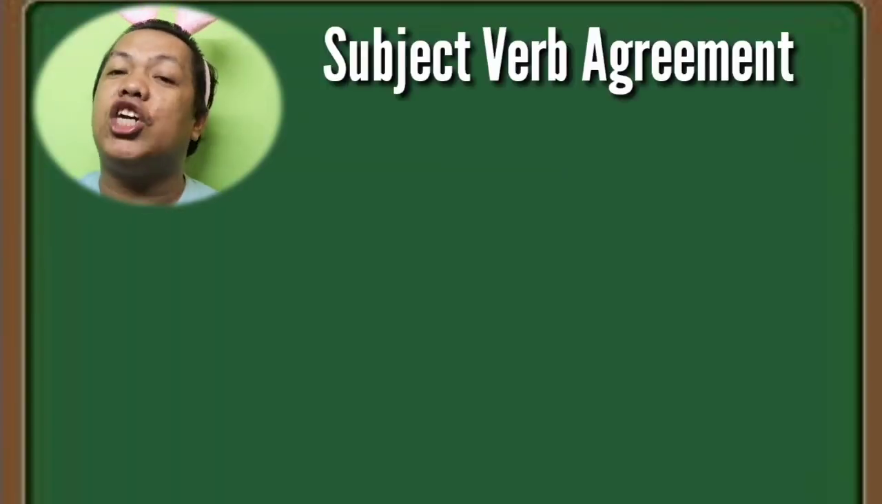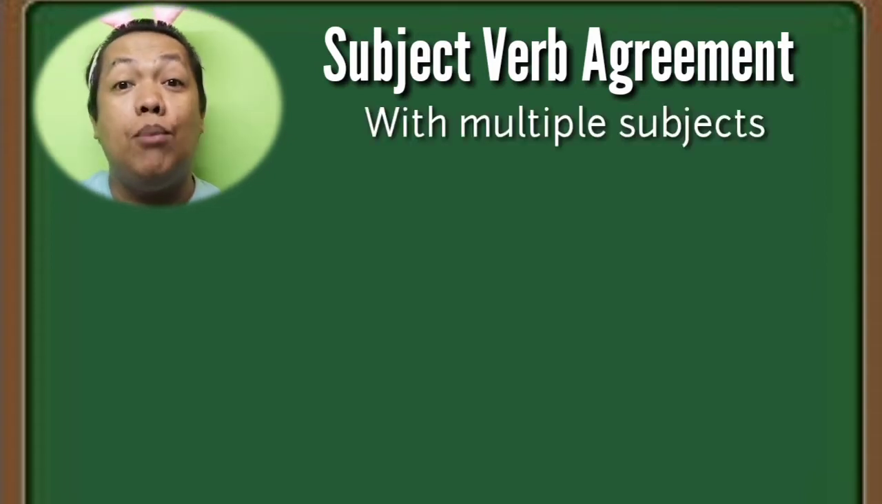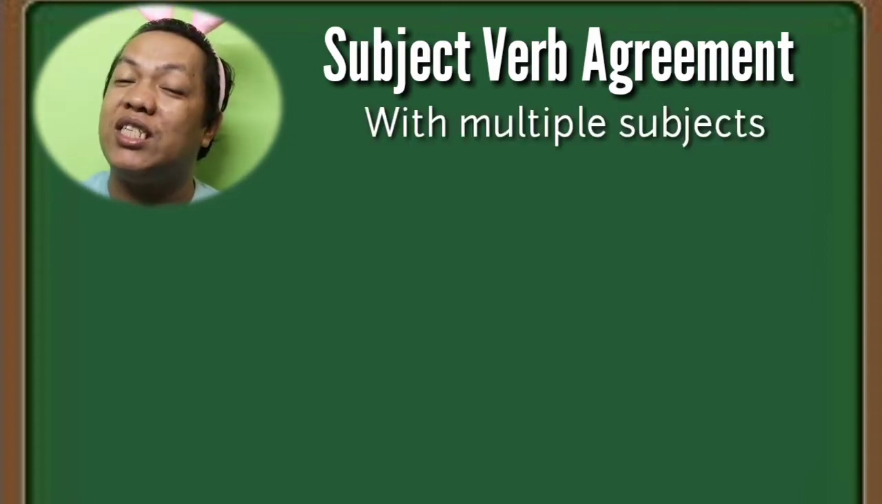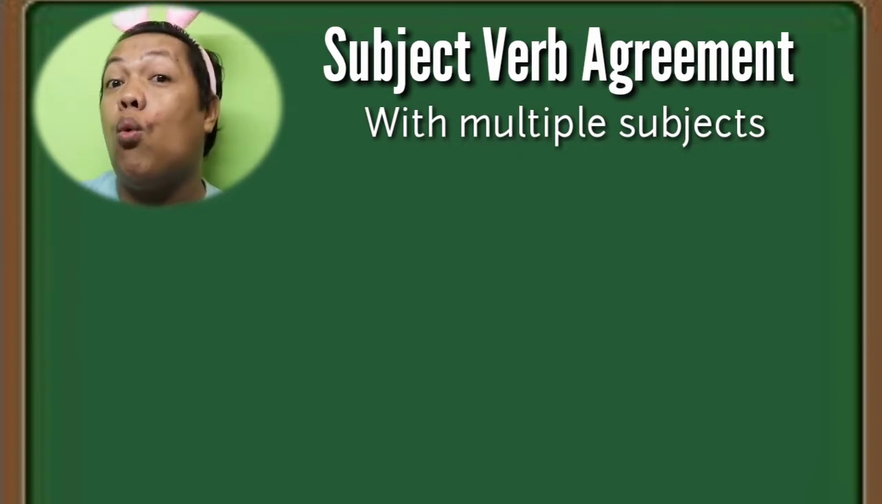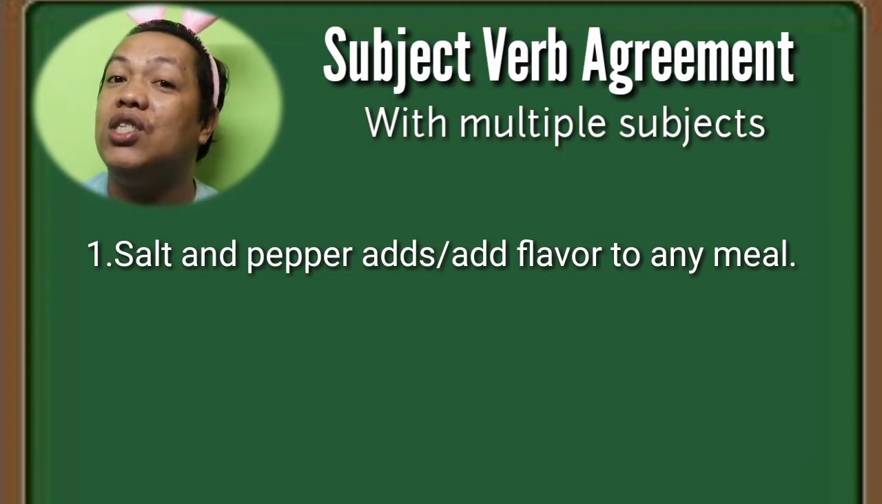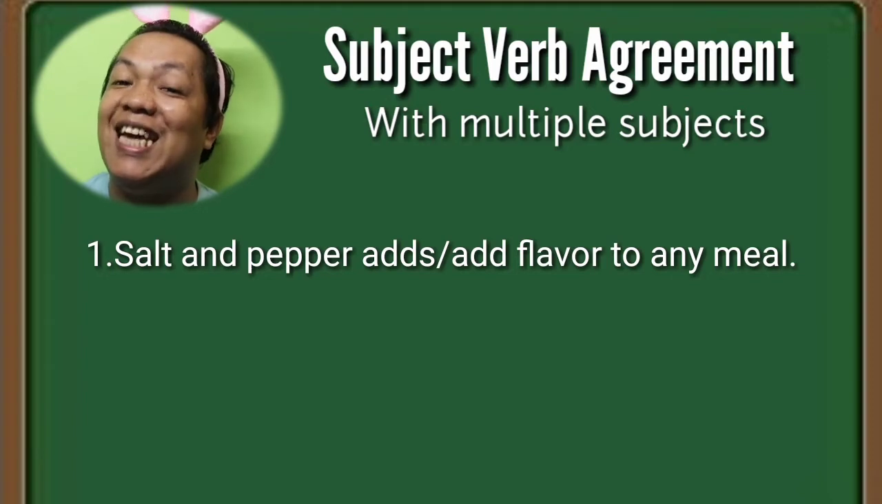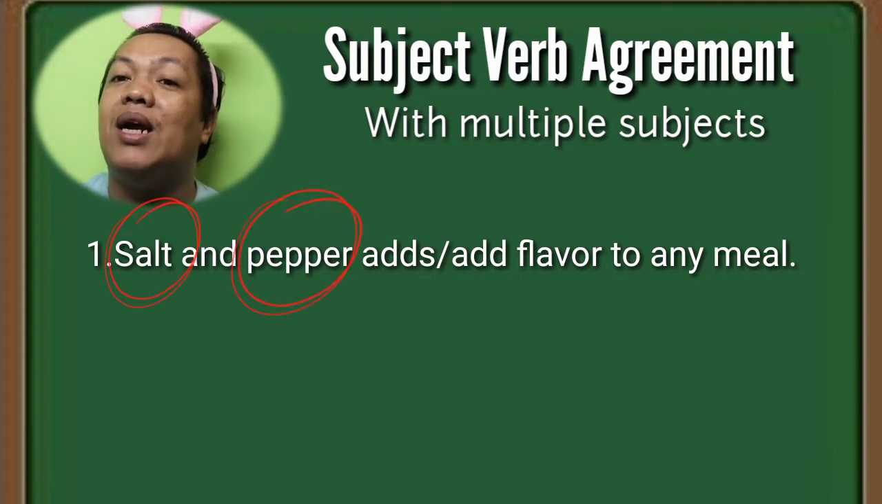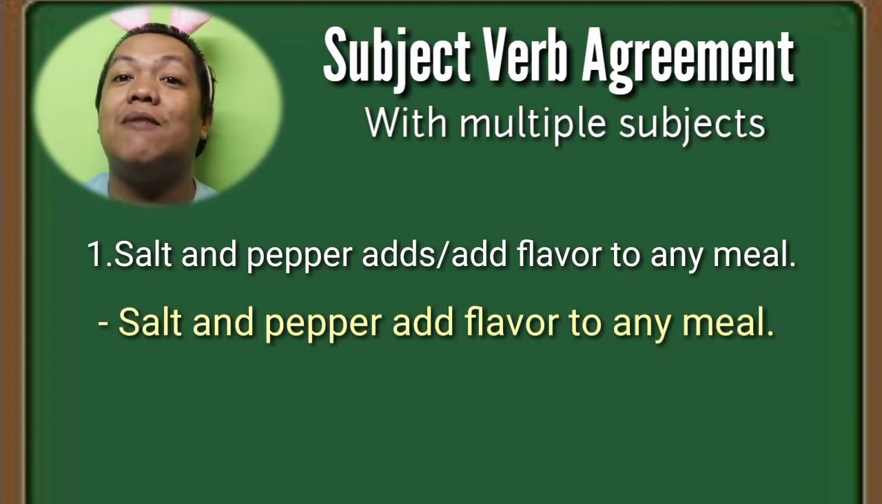Let us start with subject-verb agreement with multiple subjects. Look at your screens. Sentence number 1. Salt and pepper add flavor to a meal. Try to identify what the subjects are in example number 1. Logically, salt and pepper are the subjects. Therefore, there are 2 subjects. So the correct answer should be: salt and pepper add flavor to a meal.